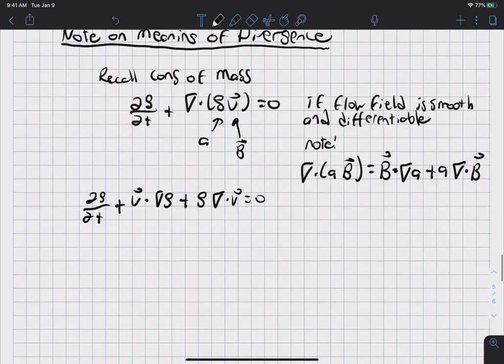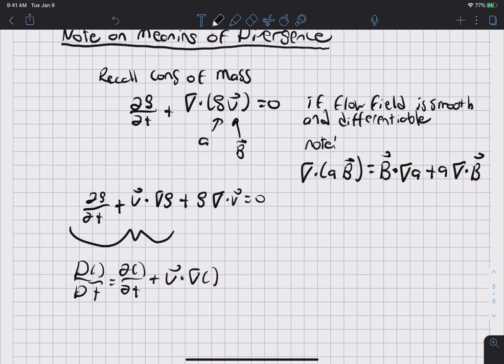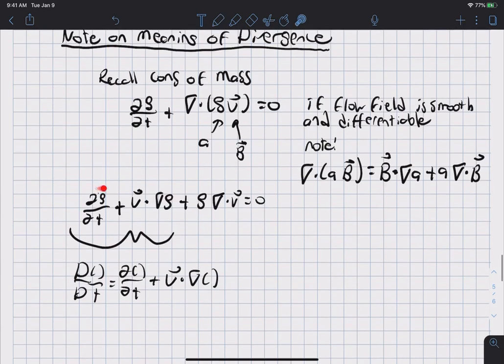Okay, and recall that d of a variable with respect to time is equal to partial of that variable with respect to time plus v dot grad of that variable. Well, here we have partial rho partial t plus v dot grad rho. And so essentially, this combination of variables is just d rho dt.